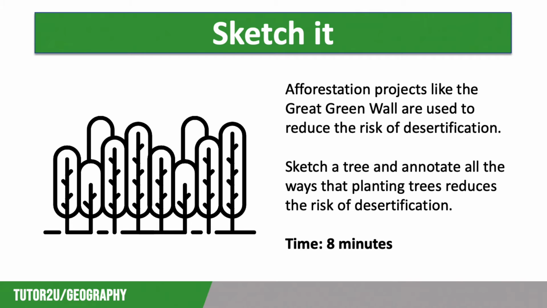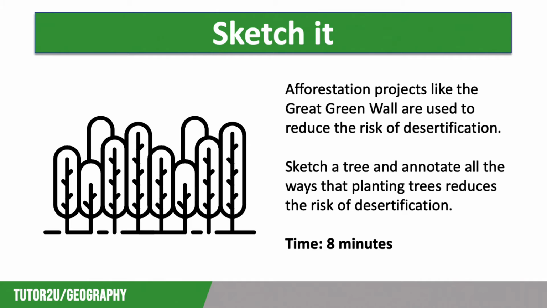There's a real variety in these activities. Some of them are writing, some of them are not, some of them are a bit more creative. What we've asked students to do here is to sketch a tree, and essentially annotate all the ways that planting these trees is going to reduce the risk of desertification. So we've been looking for things like the fact that having a big tree canopy provides shade to the ground, so it stops the ground drying out so much, it protects it from the sun.